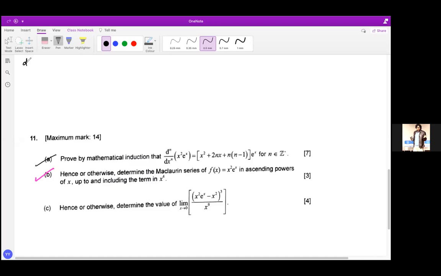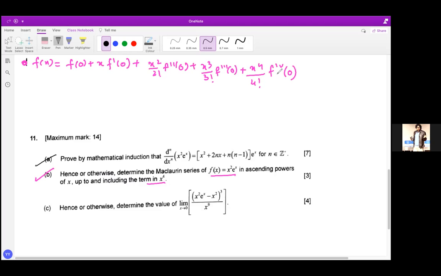So just wanted to reiterate that for the b part, you're expressing this function in terms of a polynomial power series up to x to the power 4. So now remember that the Maclaurin series for any function is f of 0 plus x times f dash 0 plus x squared over 2 factorial f double dash 0 plus x cubed over 3 factorial f triple dash 0 plus x to the power 4 over 4 factorial f fourth derivative, and you plug in x as 0.